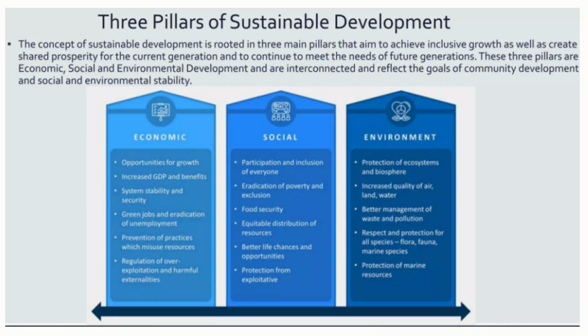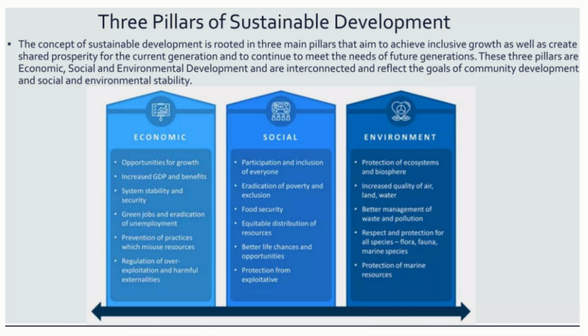What are the three pillars of sustainable development? The concept of sustainable development is rooted in three main pillars that aim to achieve inclusive growth as well as create shared prosperity for the current generation and to continue to meet the needs of future generations. These three pillars are economic, social, and environmental development and are interconnected and reflect the goals of community development and social and environmental stability. So we have here economic, social, and environment.